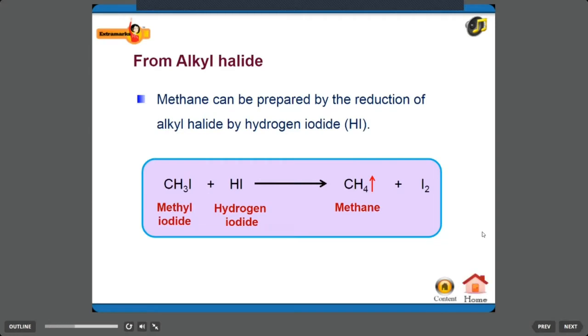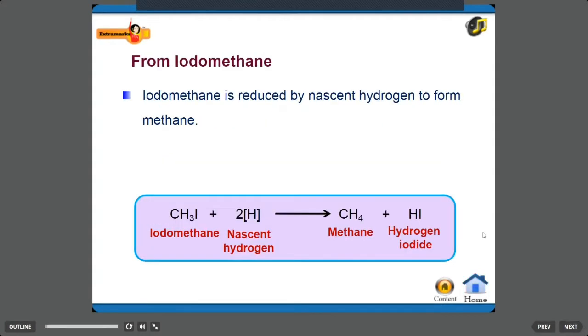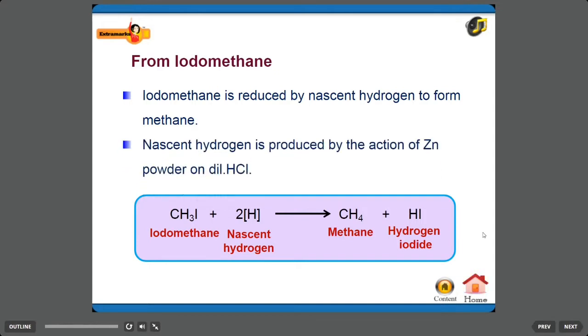Methane can also be prepared by the reduction of alkyl halide by hydrogen iodide. Moving on, we will learn how to prepare methane by using iodomethane. Iodomethane is reduced by nascent hydrogen to form methane. Nascent hydrogen is produced by the action of zinc powder on dilute hydrochloric acid.